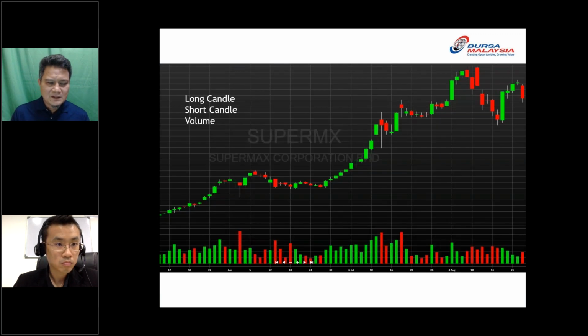Okay, this is a long candle, a short candle, and also volume. You can see, for example, in here there are some long candles, some short candles, and there is volume here. Some volume is short, and some is high, because all of it carries some meaning. If you remember the previous slide, I already told you: a long candle means strong, and a short candle means they are not very strong.